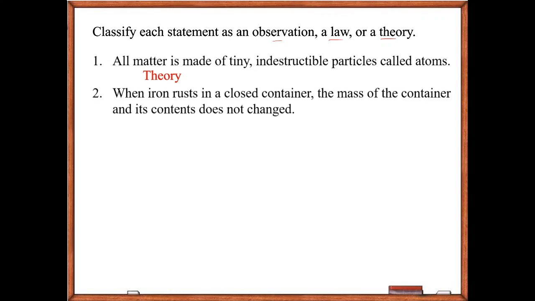The next one: when iron rusts in a closed container, the mass of the container and its contents does not change. I'll give you a second to think about this one. This is going to be an observation. Why? Because it's referring to something that I could measure. In other words, I can weigh it beforehand and weigh it afterward. That's an example of an observation. It's something I can observe.